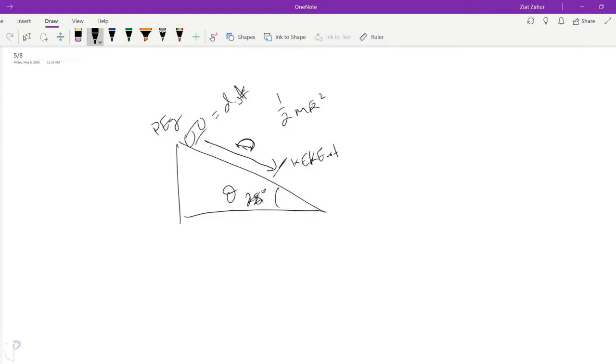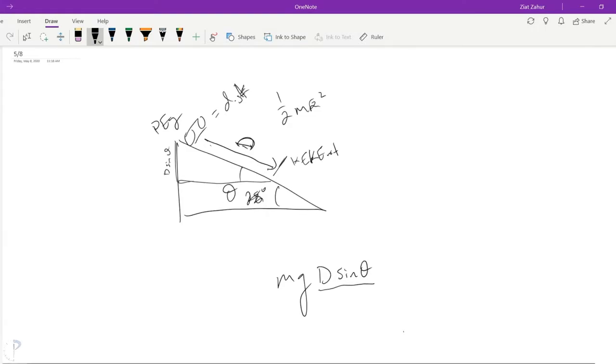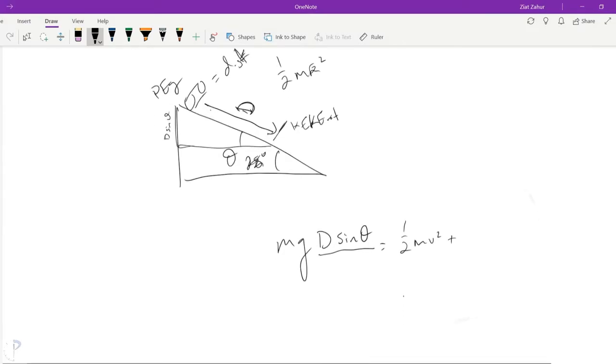What we could do is find the final velocity using conservation of energy. So how much energy do we have? All right, so energy is mgh. h is how far we fell, and we fell hypotenuse times sine of theta, d sine theta amount. This is my height, d sine theta, because these two angles are congruent. All right, is equal to KE_rot, so 1/2 mv squared plus 1/2 I omega squared.